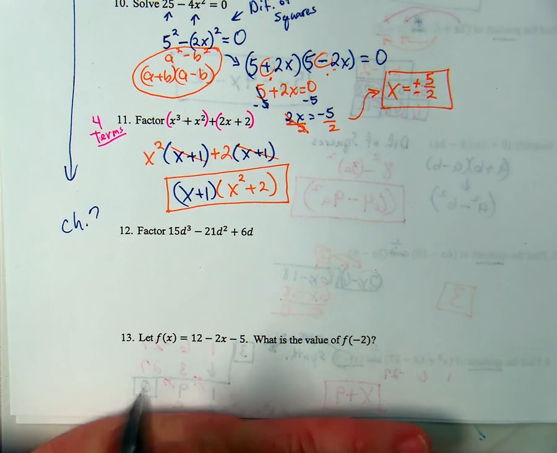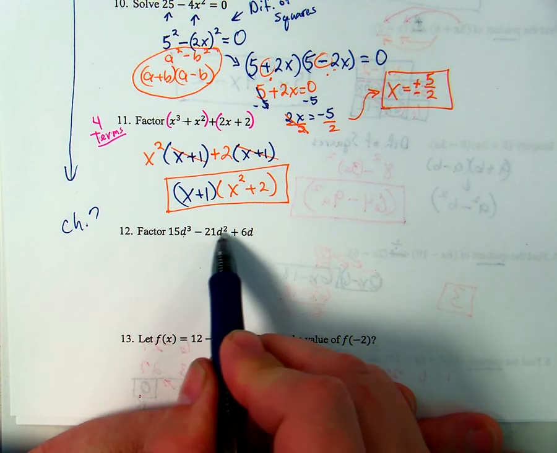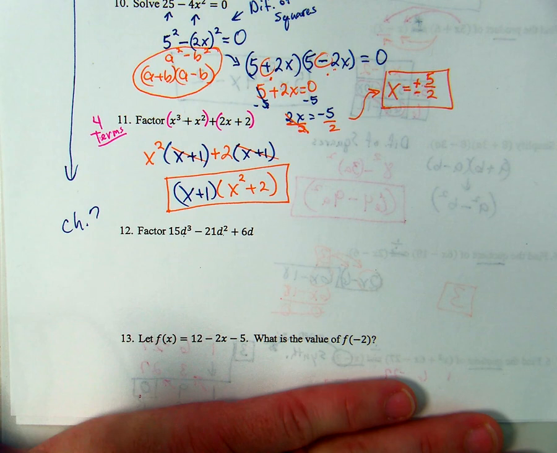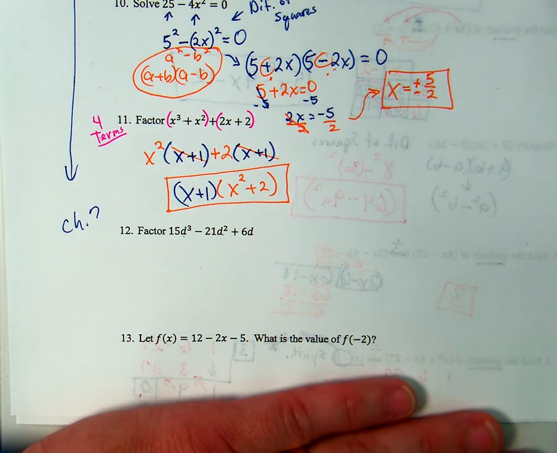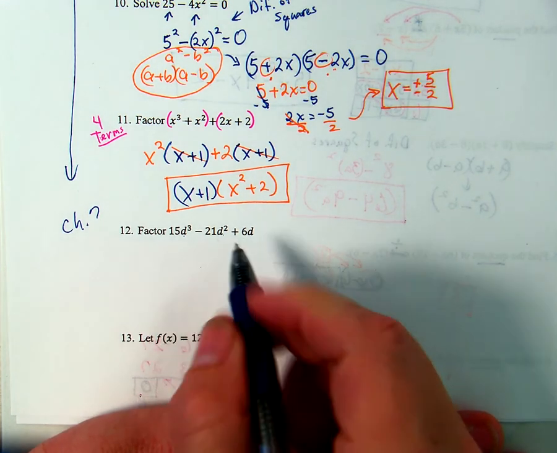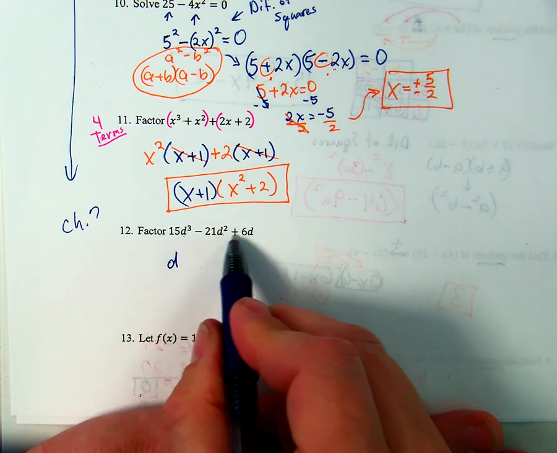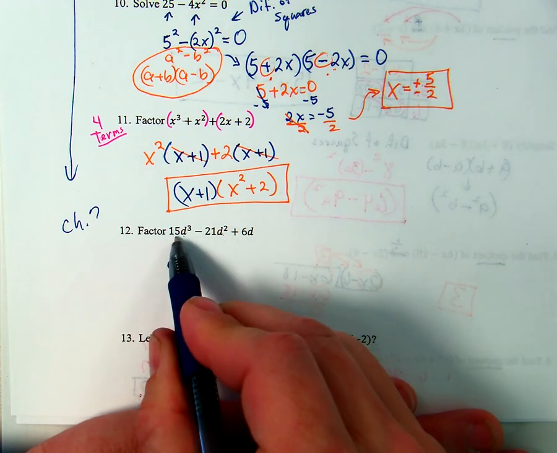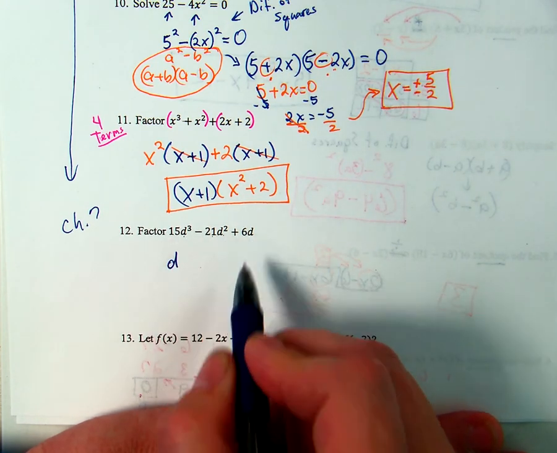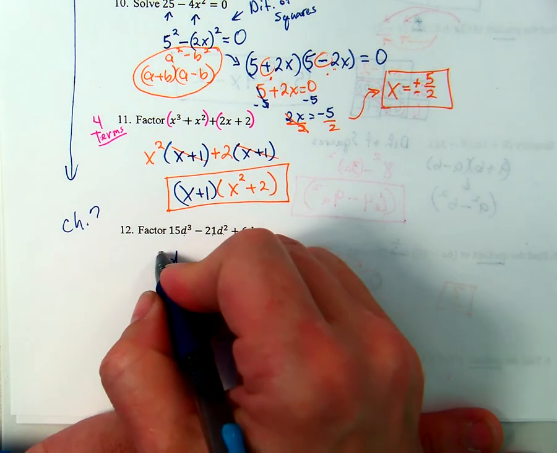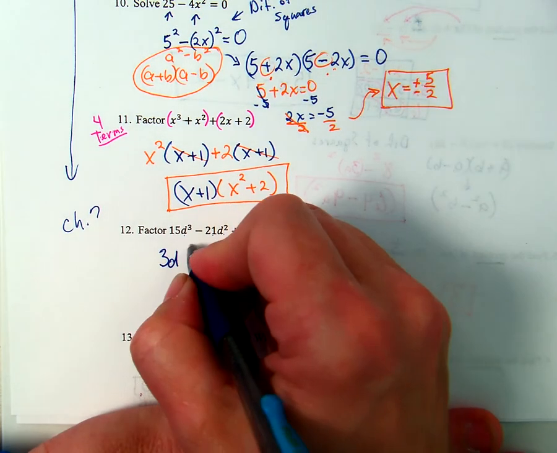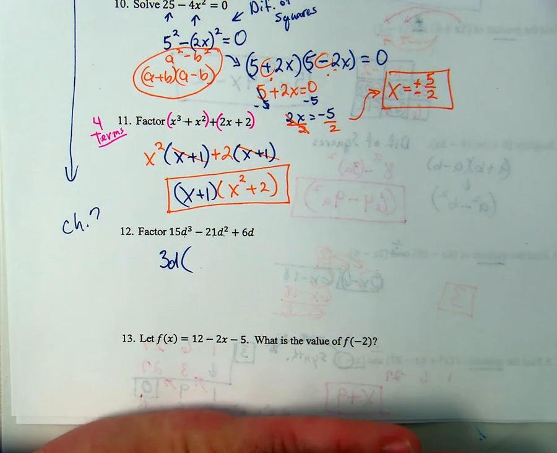I know that I see that there's a d in every one of these, so it's possible I could get rid of a d, and that would get me to a quadratic or an x squared or a d squared scenario, which I know how to handle. So I know I can factor out a d. I also notice that all these are multiples of 3, right? Isn't this 3 times 5, 3 times 7, 3 times 2? So I can factor out a 3 as well. So, open parentheses here, what's left?